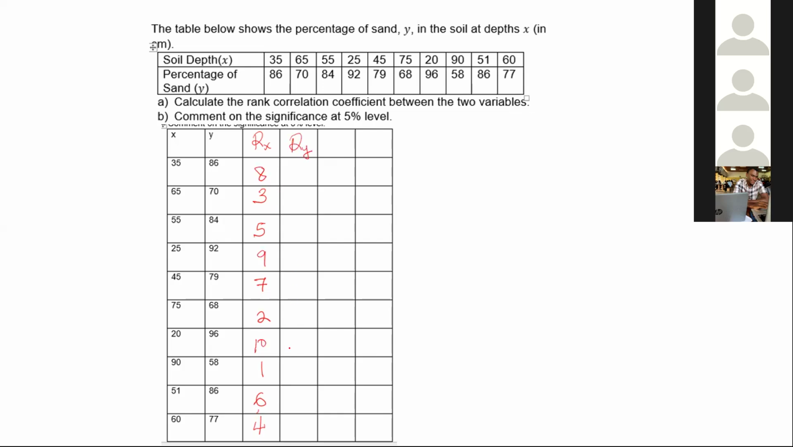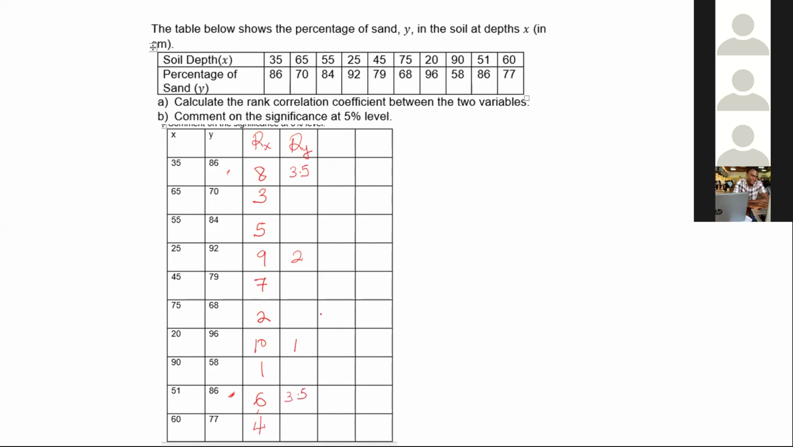We have 96 as our first, 92 as our second. And again, I was saying that on Y we have two values of 86, which would take on the third and the fourth position. So we are going to average the sum of the two, and that is 7, and that means we shall have 3.5, 3.5. So the two values of 86 will take on 3.5 as their ranks.